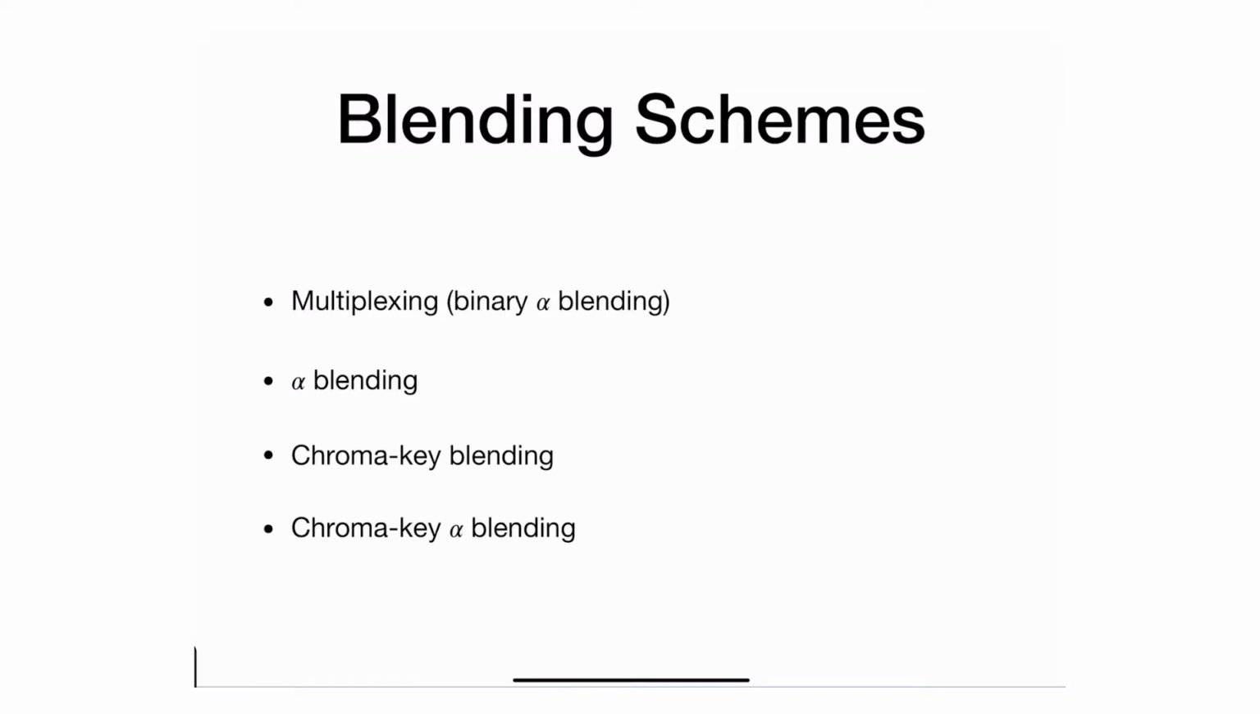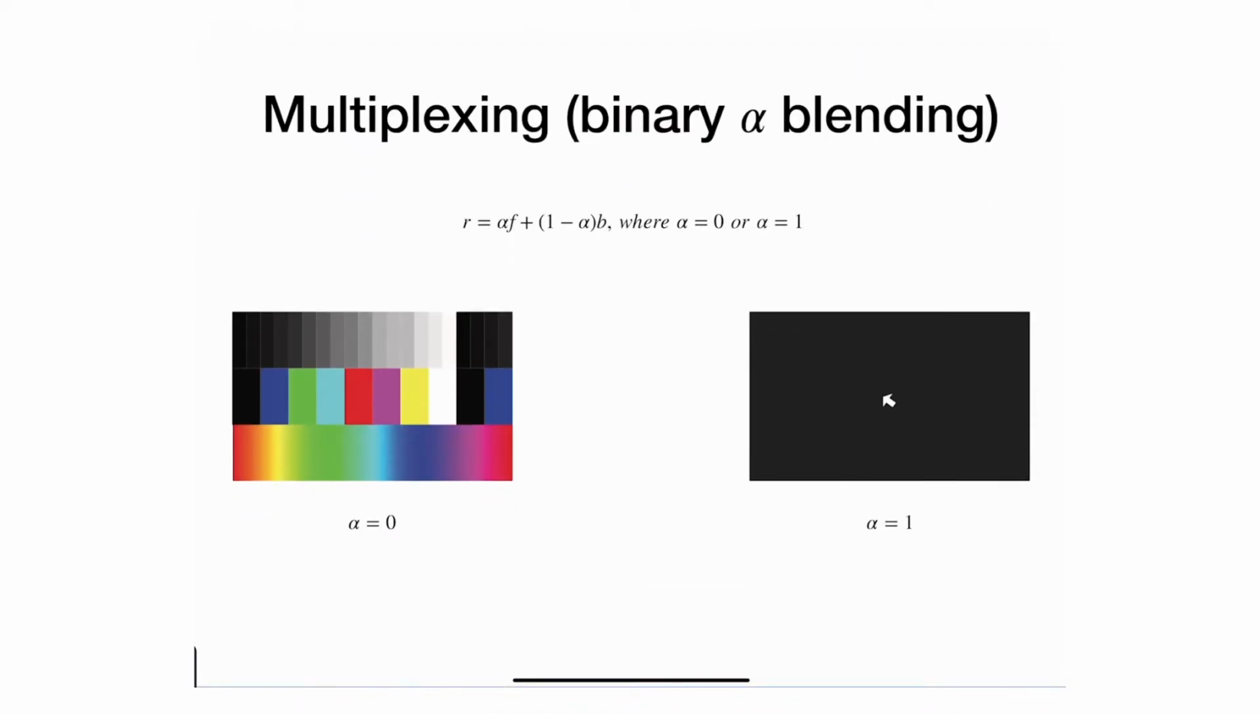Specifically, we can do it in 4 different ways: multiplexing, alpha blending, chroma key blending, or chroma key alpha blending. Let's dig into the details of all of them to see the differences. The simplest of these is what we call binary alpha blending, or multiplexing. Here's a general equation that describes the functionality of this particular blending, and this is without any loss of generality.